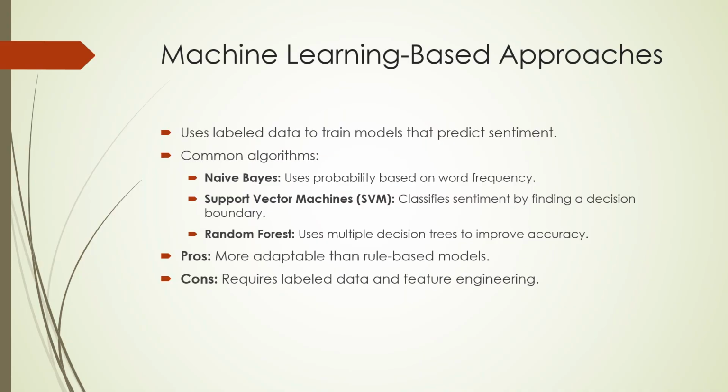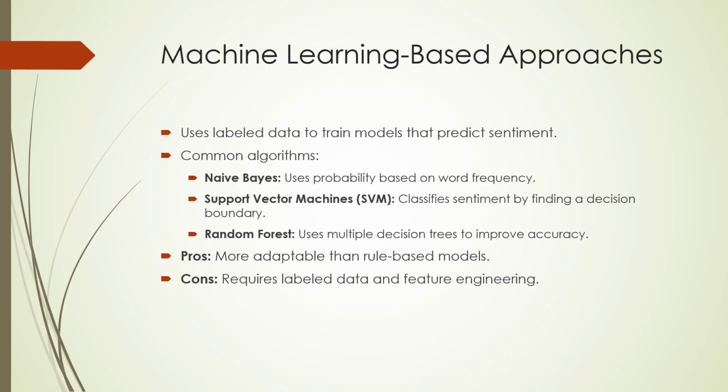And coming to the next slide, that is machine learning based approaches. This approach automatically learns to predict sentiment based on labeled data without predefined rules. It applies statistical and probabilistic models to identify patterns and make predictions. Common algorithms include Naive Bayes, which uses word frequency and conditional probability; Support Vector Machine, that is SVM, which separates sentiment classes with a hyperplane; Random Forest, which uses multiple decision trees for better prediction; and Logistic Regression, which predicts the probability of a sentiment label.